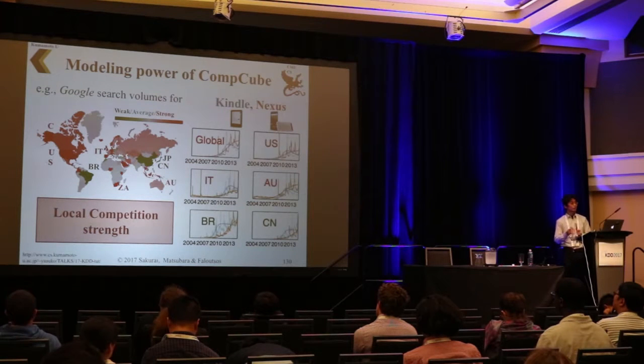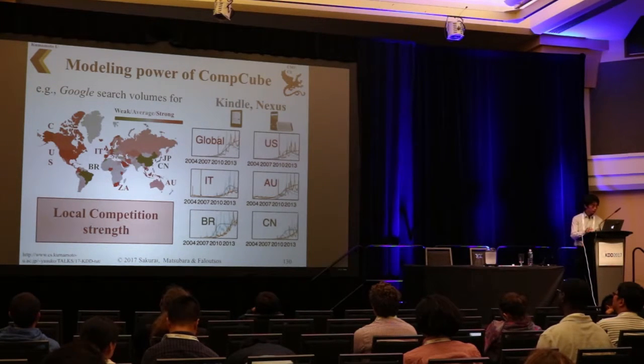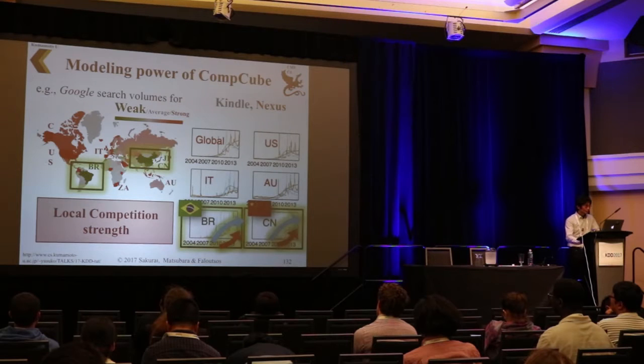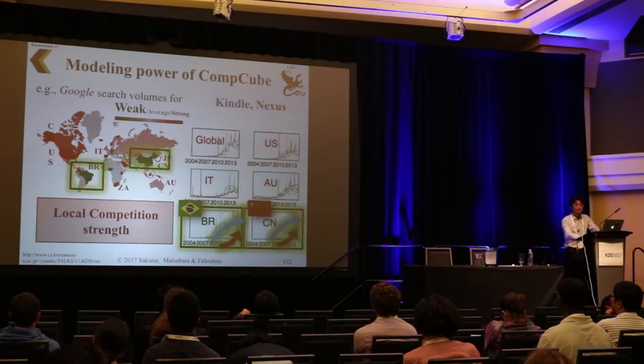So Nexus and Kindle are competitive, because they are ebooks, and they have competition for global information. But if we focus on local information, the US and Italy had a strong competition for Kindle and Nexus. On the other hand, at that time, Brazil and China don't have a strong competition.